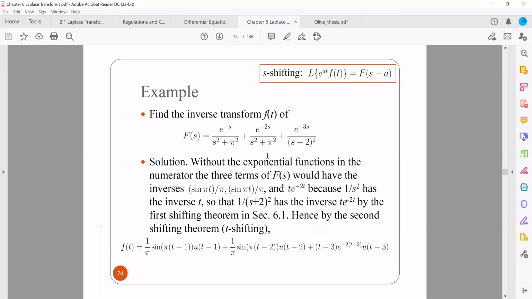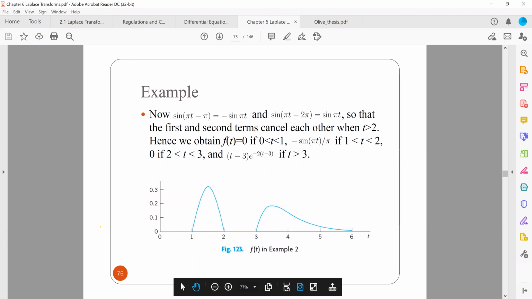Let's first go back to the definition. So for t, as you can see, this term comes in when t is equal to 1. So first of all, for anything less than 1, you have 0. For t equal to 1 to t equal to 2, we're going to have this sine pi t. That is what you see in this figure.